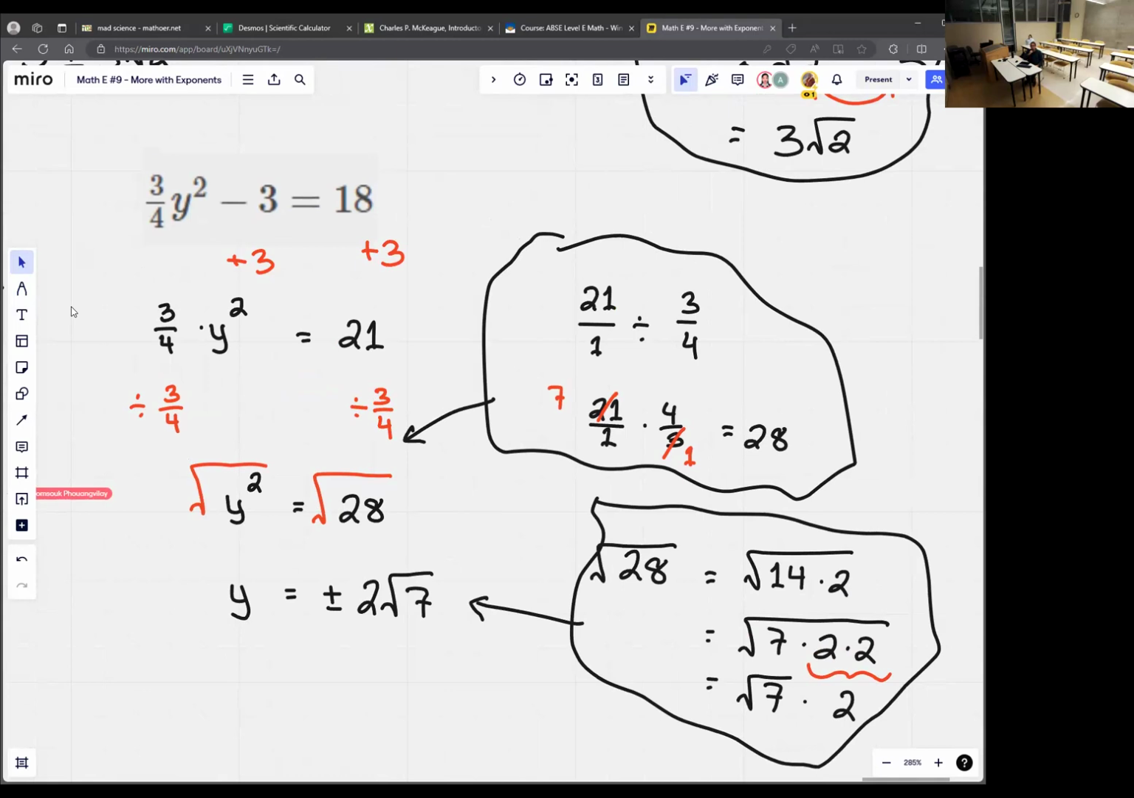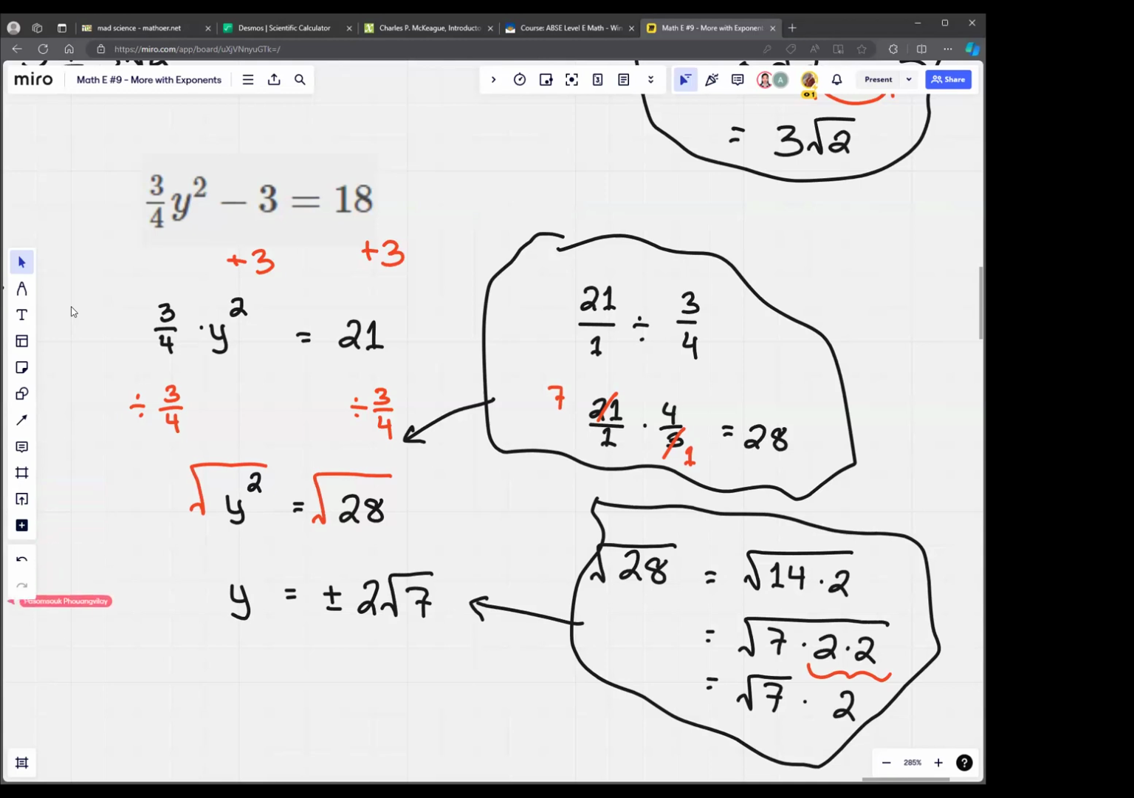So how are you feeling? Does this seem nicer than factoring? Taking square roots of both sides? I think I was understanding factoring a little bit more than this, but this is not too difficult to grasp.